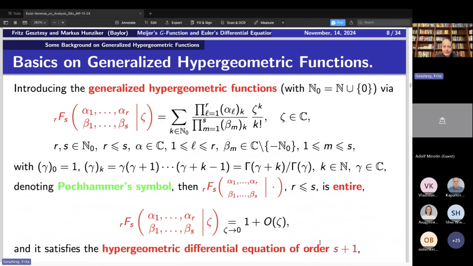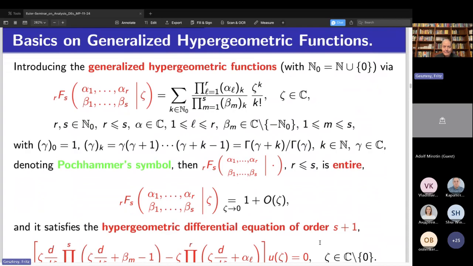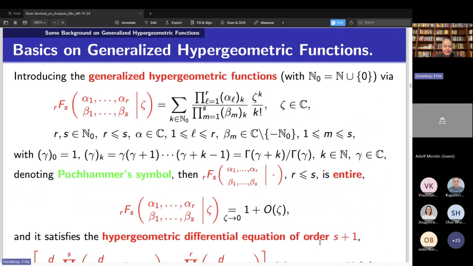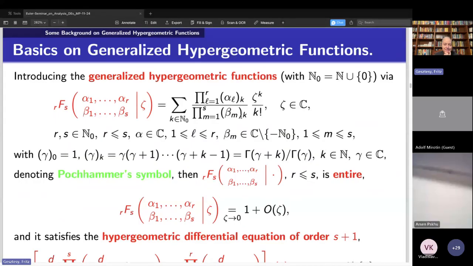Before we can do that, I need to remind you of the generalized hypergeometric function. This is, if you want, a generalization of the exponential function. For instance, if R is equal to S and all the alphas are equal to all the betas, then you just get the exponential function. So this is a well-studied object.